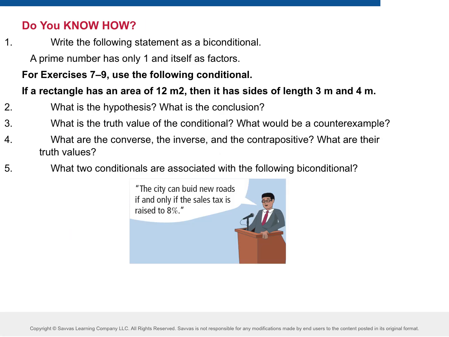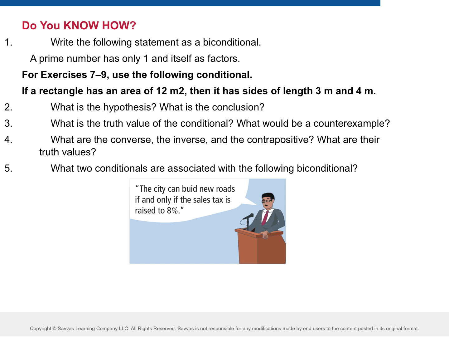Okay. Number 1, we kind of already talked about. What did you guys write for 6? What did you guys write for your biconditional, Mason? Number 6. Yep. When a number has one and itself as factors, if and only if it is a prime number. That would work. If you also wrote it the other way, a prime number is prime if and only if its factors are 1 and itself. But yours would have worked too.